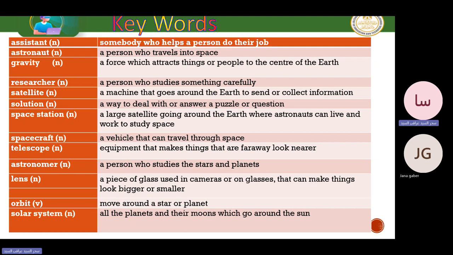Astronomer is a person who studies the stars and the planets. Lens, a piece of glass used in cameras or in glasses that can make things look bigger or smaller. Orbit, move around a star or a planet. Solar system, all the planets and their moons which go around the sun. Okay, this is the most important vocabulary related to our unit.